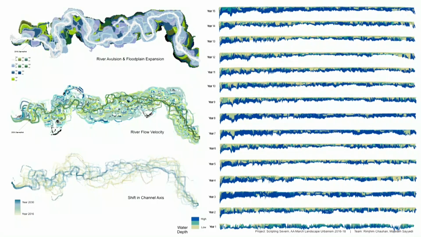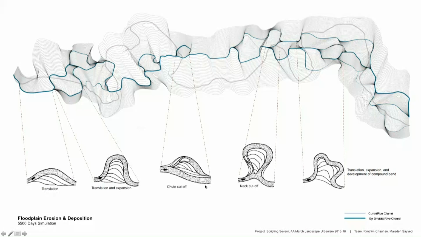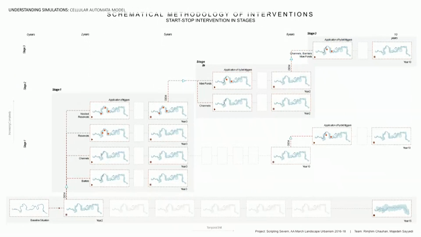Here's an example of the river depths and the flow velocity and the shift in the major channel of the river as well. Through all these simulations, you can see how we can visualize certain known geomorphologies of rivers.